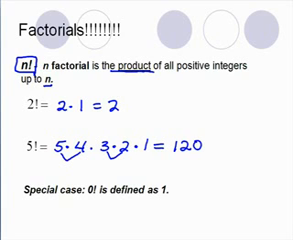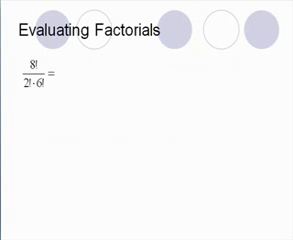There is a special case. 0 factorial is defined as 1. Otherwise, they all follow the same pattern of starting with n and multiplying all the numbers down to 1. So let's take a look at an example. We've got a quotient here, 8 factorial divided by 2 factorial times 6 factorial.